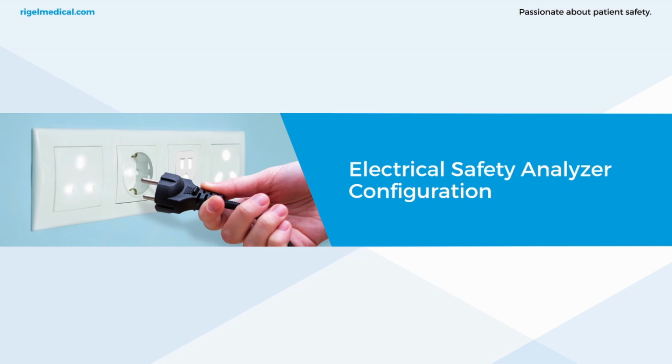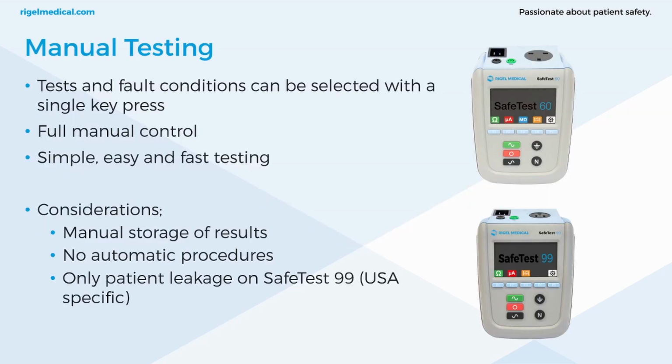Okay, so configurations to understand what type of analyzer is best suited to your work processes. Here's a couple of examples of our manual testers. An advantage of these testers is they have test and fault conditions which can be selected with a single key press. So it provides simple, easy and fast testing. It's fully manually controlled, so it's ideal for training or if you have to manually log results as part of your PM schedule.